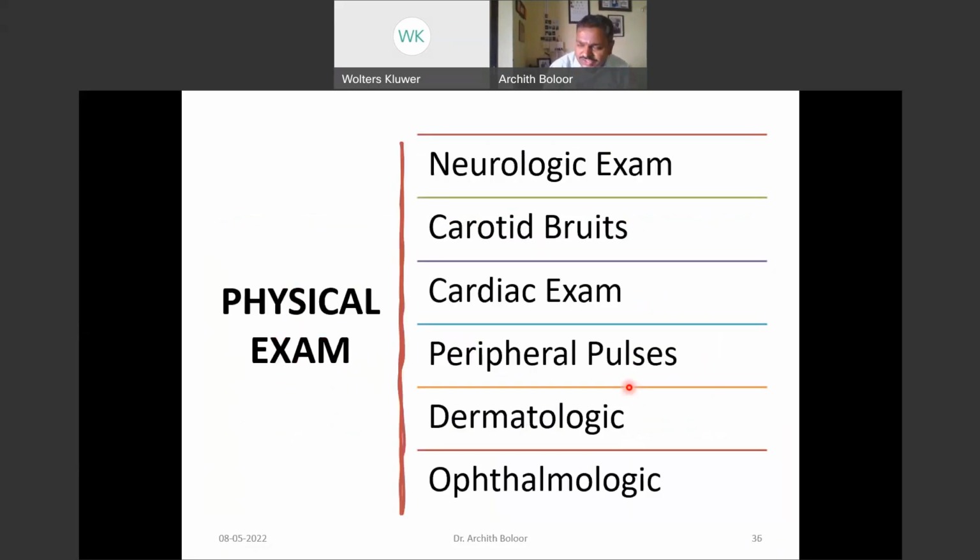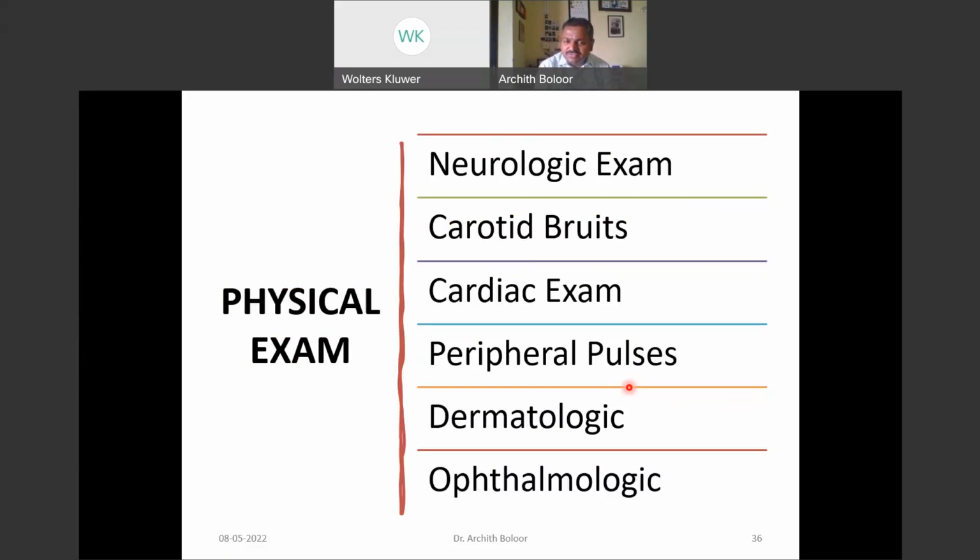As I've told you, the neurological examination is mandatory. The carotid bruits have to be examined. For vasculitis, you have to auscultate the other vessels also. A subclavian bruit would indicate Takayasu's. A renal artery bruit could indicate fibromuscular dysplasia. Cardiac examination has to be done. You have to auscultate, you have to check the pulse, you have to check for the apex pulse deficit, and peripheral pulses, whether they are present or not.